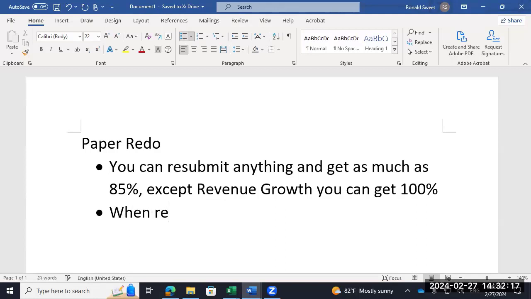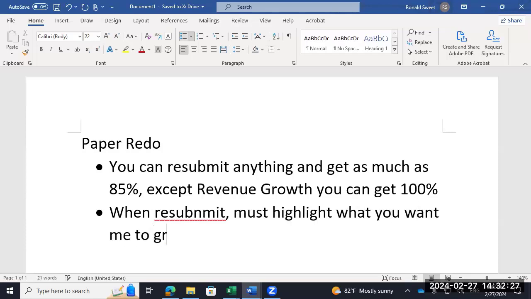When you resubmit, you must highlight what you want me to grade, all right? Guess what? I'm not going to reread your entire paper again. I just don't have that kind of time in the semester. So if you email me, here's my regrade, and you don't have anything highlighted, I won't do anything with it, all right? I'll set up something on Canvas for the resubmits, and so you'll see where that is. Questions on that?